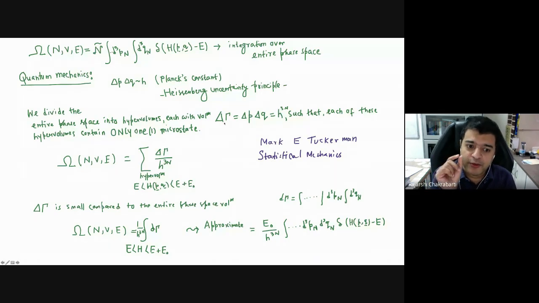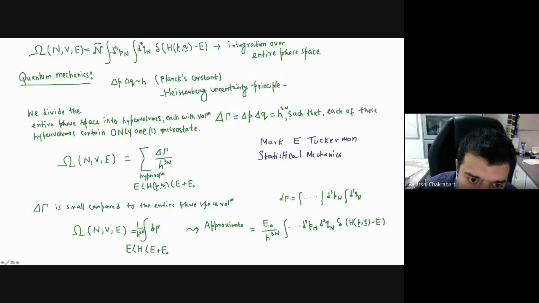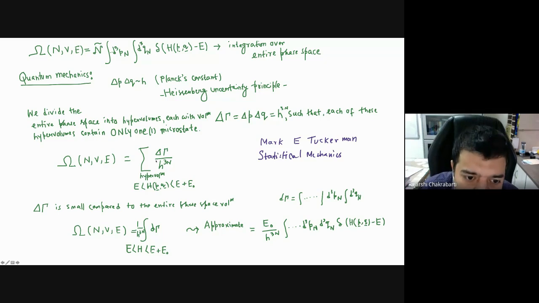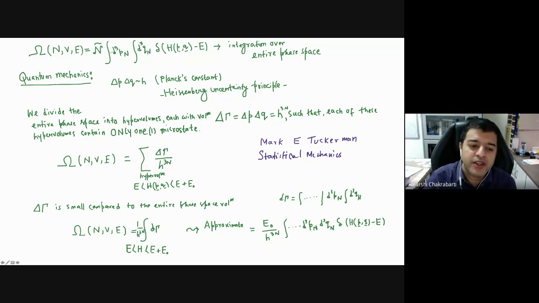tiniest volume. So now we try to construct this omega. How? You divide the phase space into these tiny volumes, and in each tiny volume you have one microstate. So omega is the number of accessible microstates. So essentially what I should do is take delta tau and divide it by its volume. When delta tau equals h to the power of 3n, you get one microstate, isn't it? So basically this will give you the number of microstates, and you add up this number of microstates with the constraint that your Hamiltonian is equal to E.